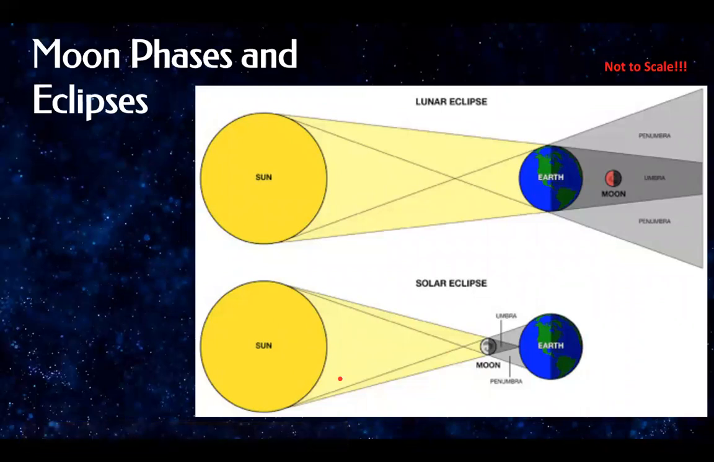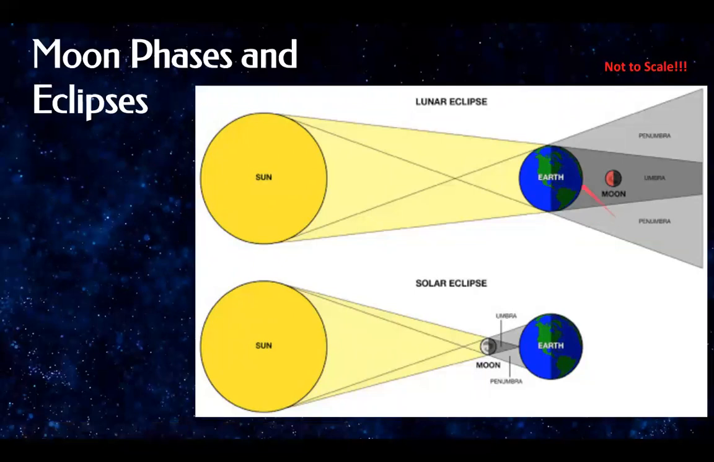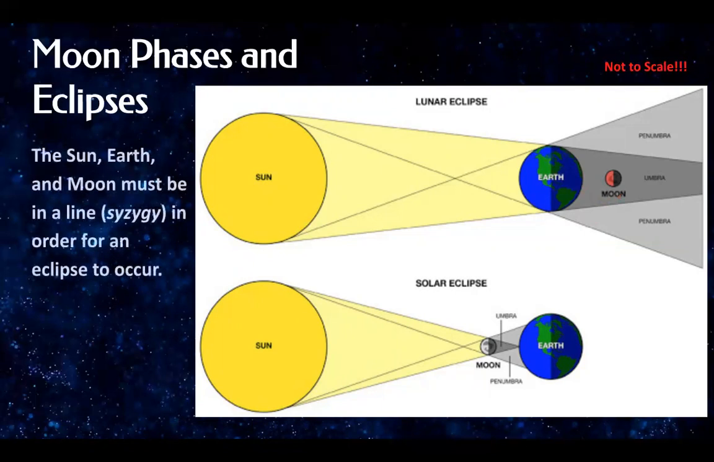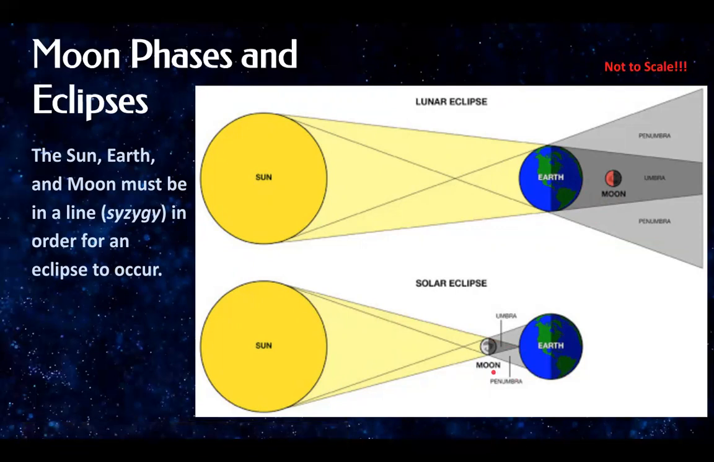So, the moon phases and eclipses. Now keep in mind, this is not to scale. But if we had a lunar eclipse, we have the sun, the earth, and the moon. The only way to get a lunar eclipse is if the earth is blocking the sunlight from the moon, which means this would have to be a full moon location. If we were gonna have a solar eclipse, we have the sun, the earth, and then the moon would have to be in between them. The only way that the sunlight could be blocked is if something got in between us and the sun. And in that case, it would be the moon.